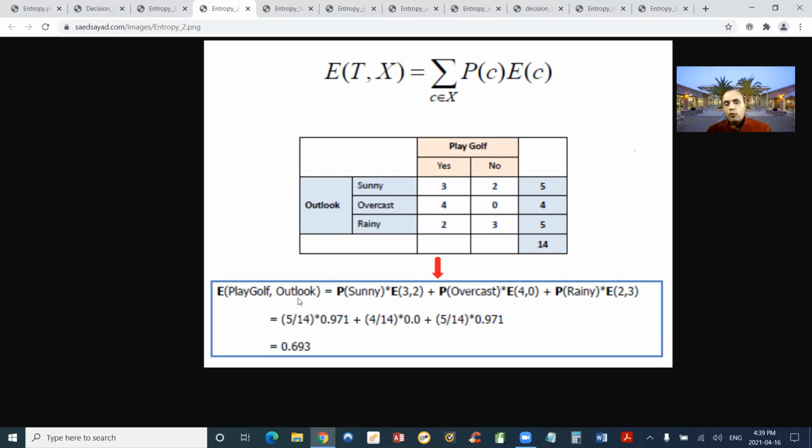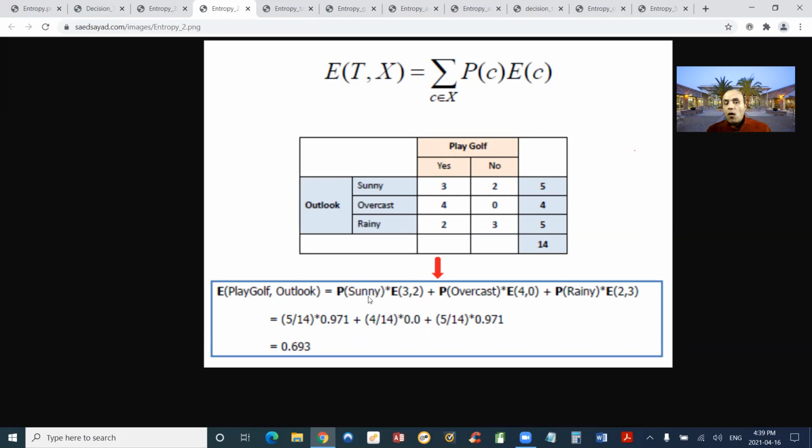Play golf and outlook. So I have 2 attributes. One of them is the target. One of them is basically the incoming input. Input is independent, outlook. Play golf is going to be dependent, hopefully based on the outlook. We talk about independent and dependent variables when we get to Bayesian techniques in a moment.